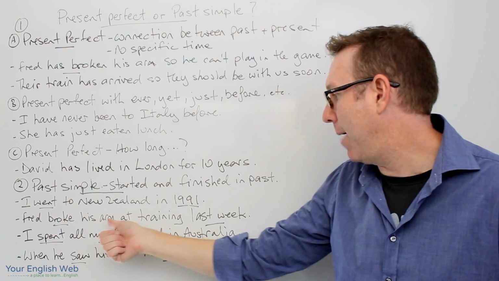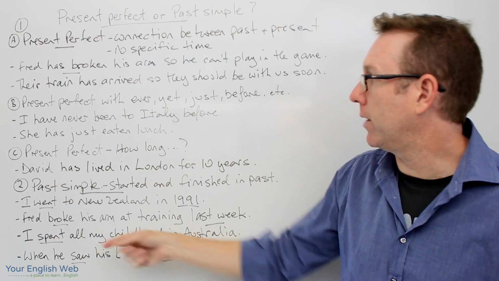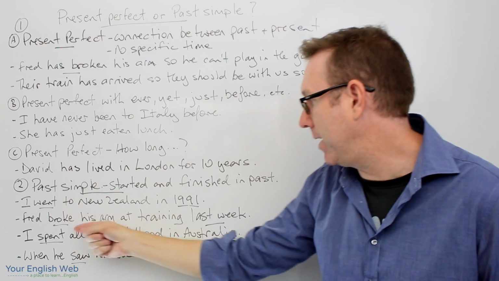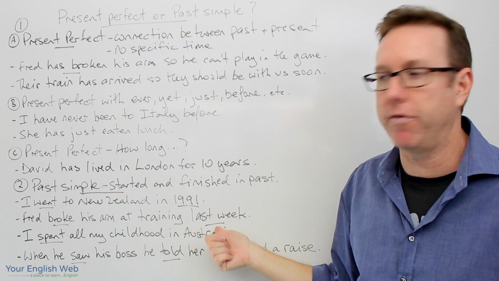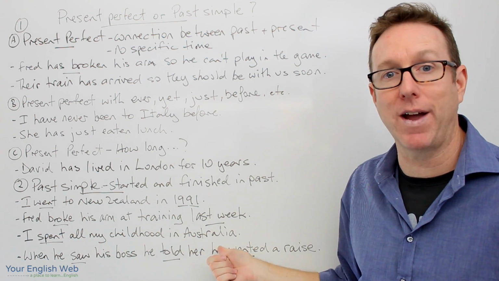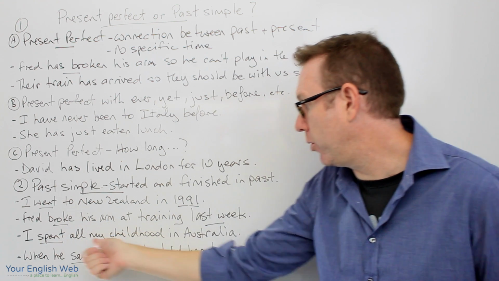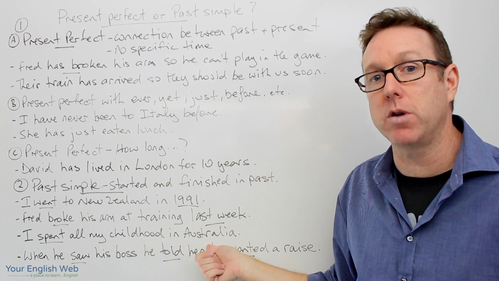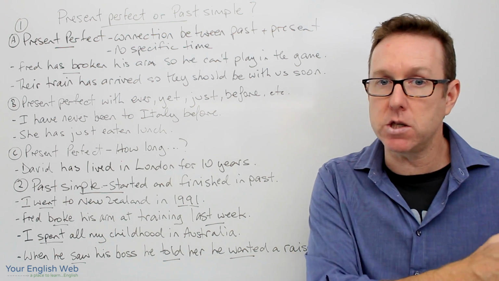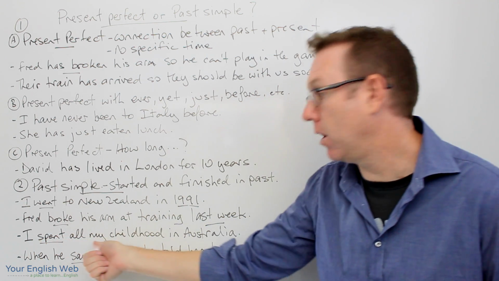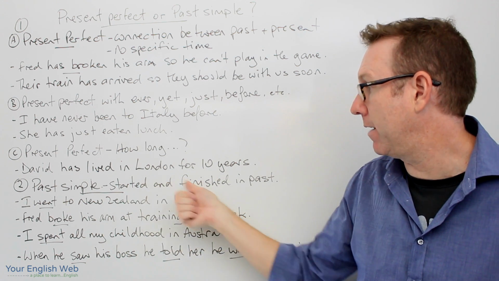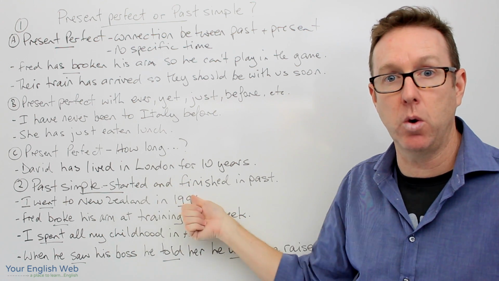Fred broke his arm at training last week. Okay, so we see that Fred has broken his arm, but he broke his arm at training last week. Time reference. I spent all my childhood in Australia. Now, technically, there's no time reference here, but we know that my childhood has finished, so I spent all my childhood in Australia. Okay, so it's a started and finished event, my childhood.